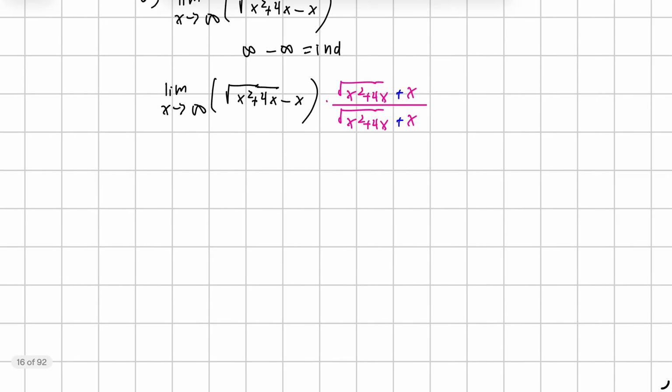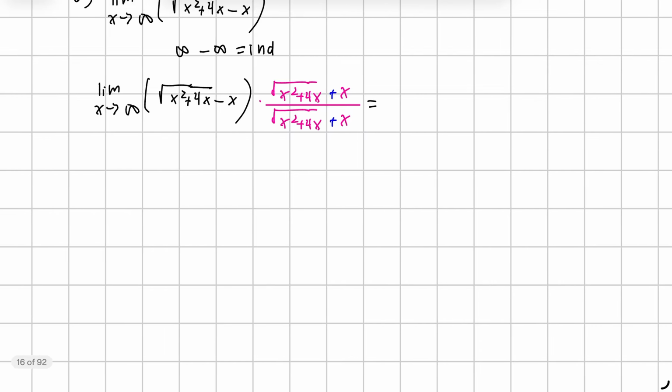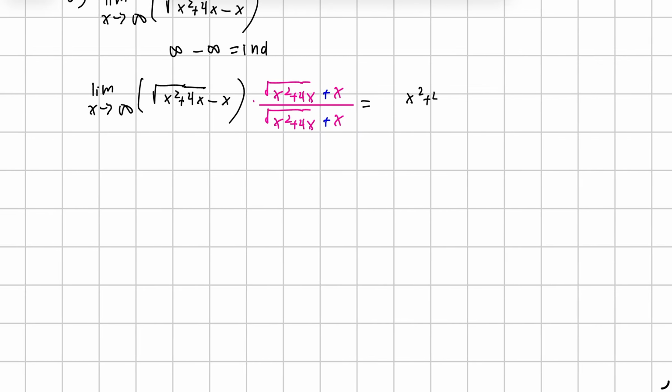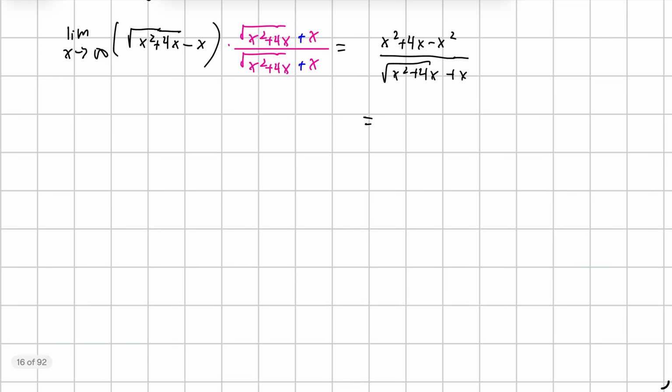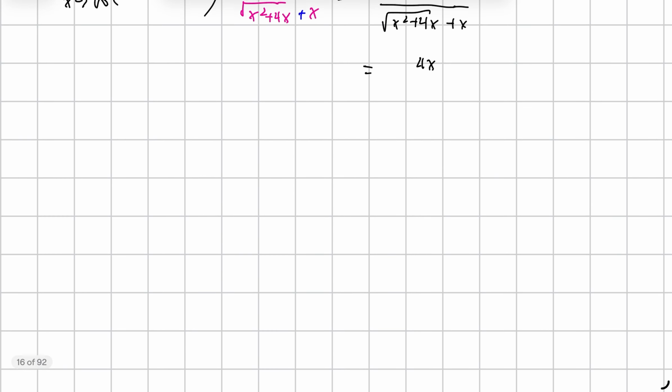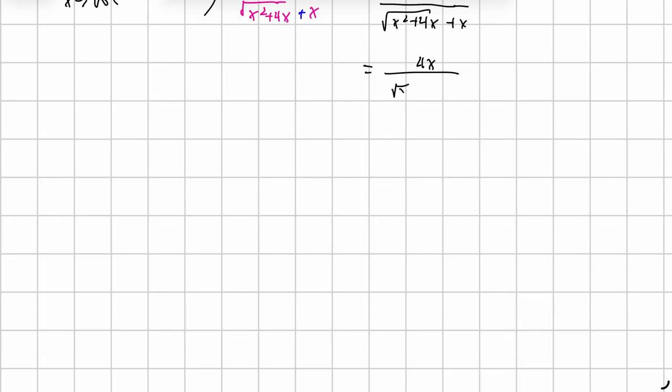So what we end up getting is x squared plus 4x minus x squared, and then we had divided by the root of x squared plus 4x plus x. Now, after this, we can take 4x in the top. And then we have the root of x squared plus 4x plus x.